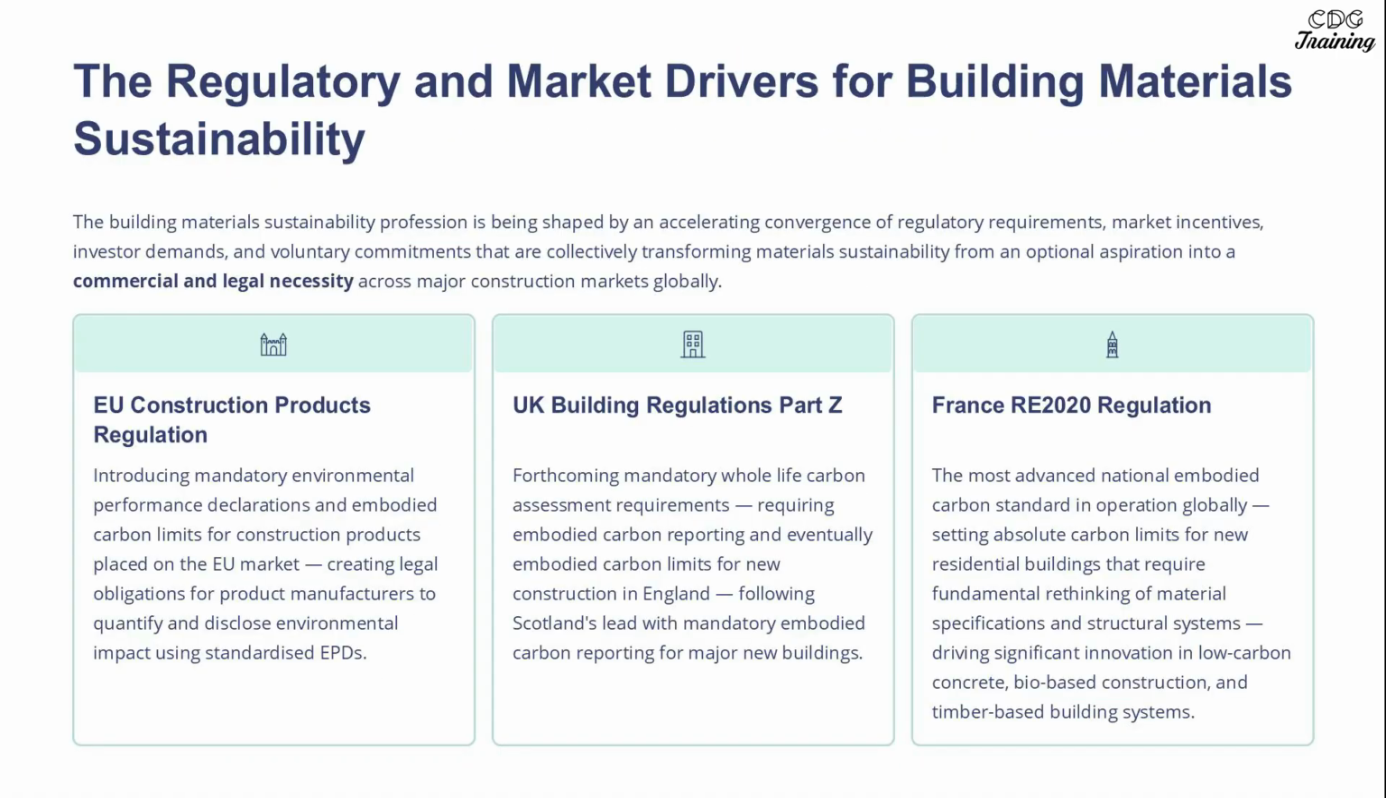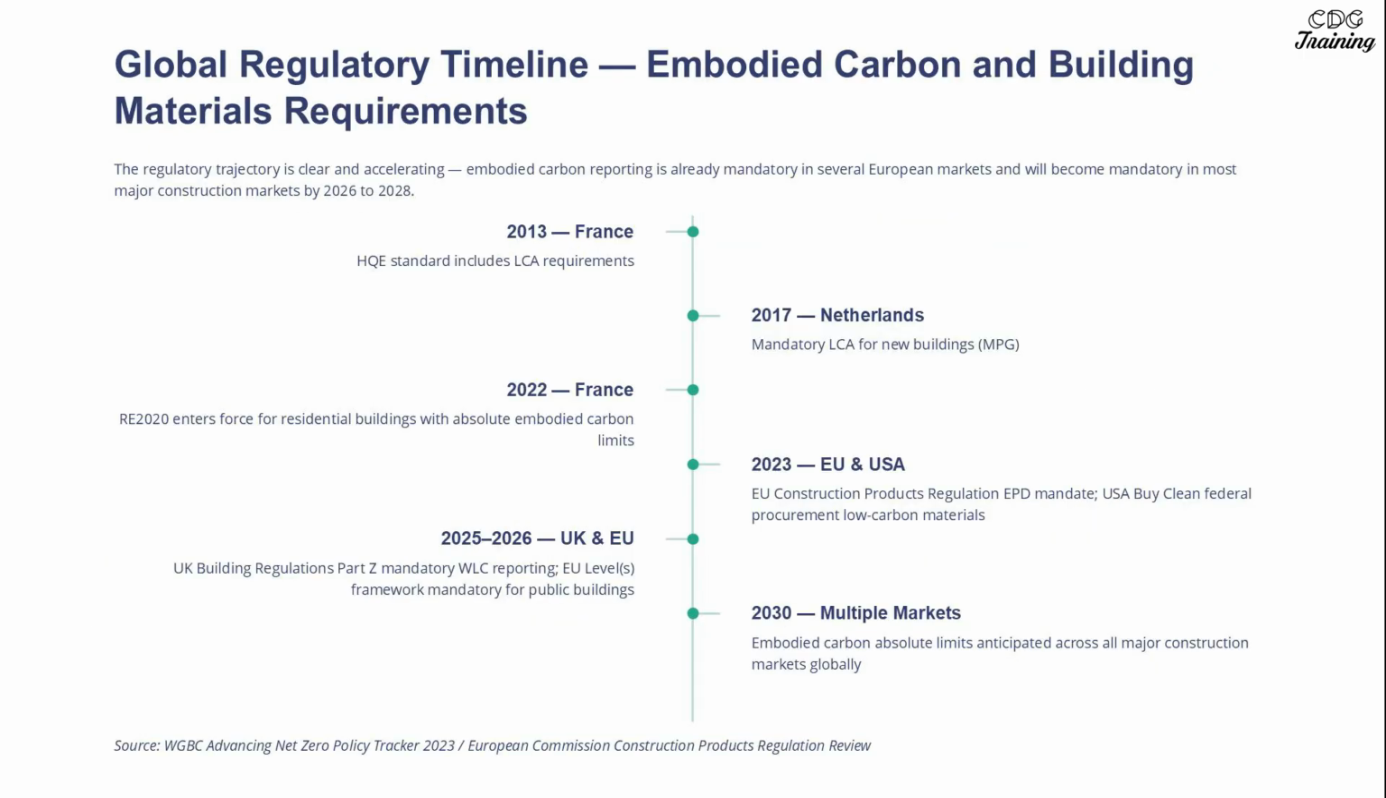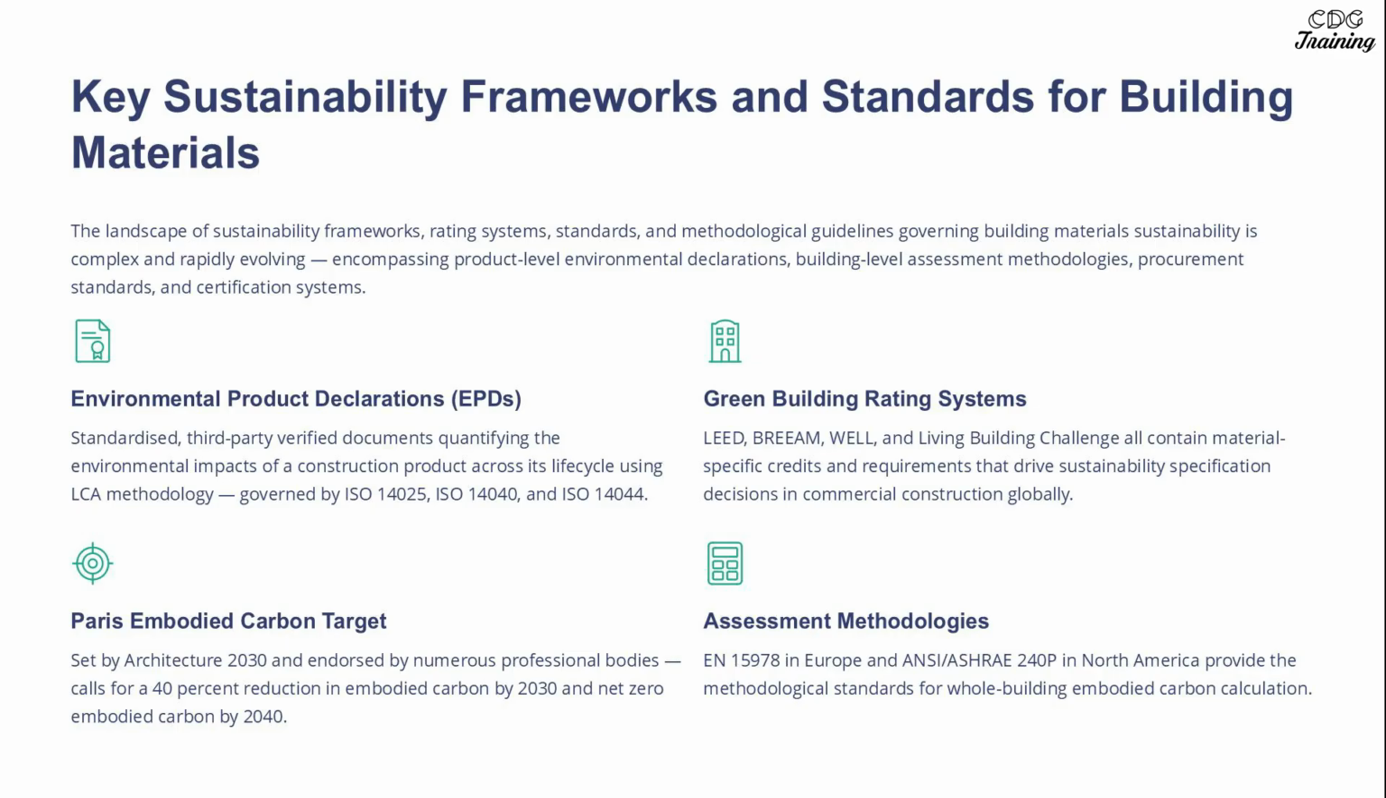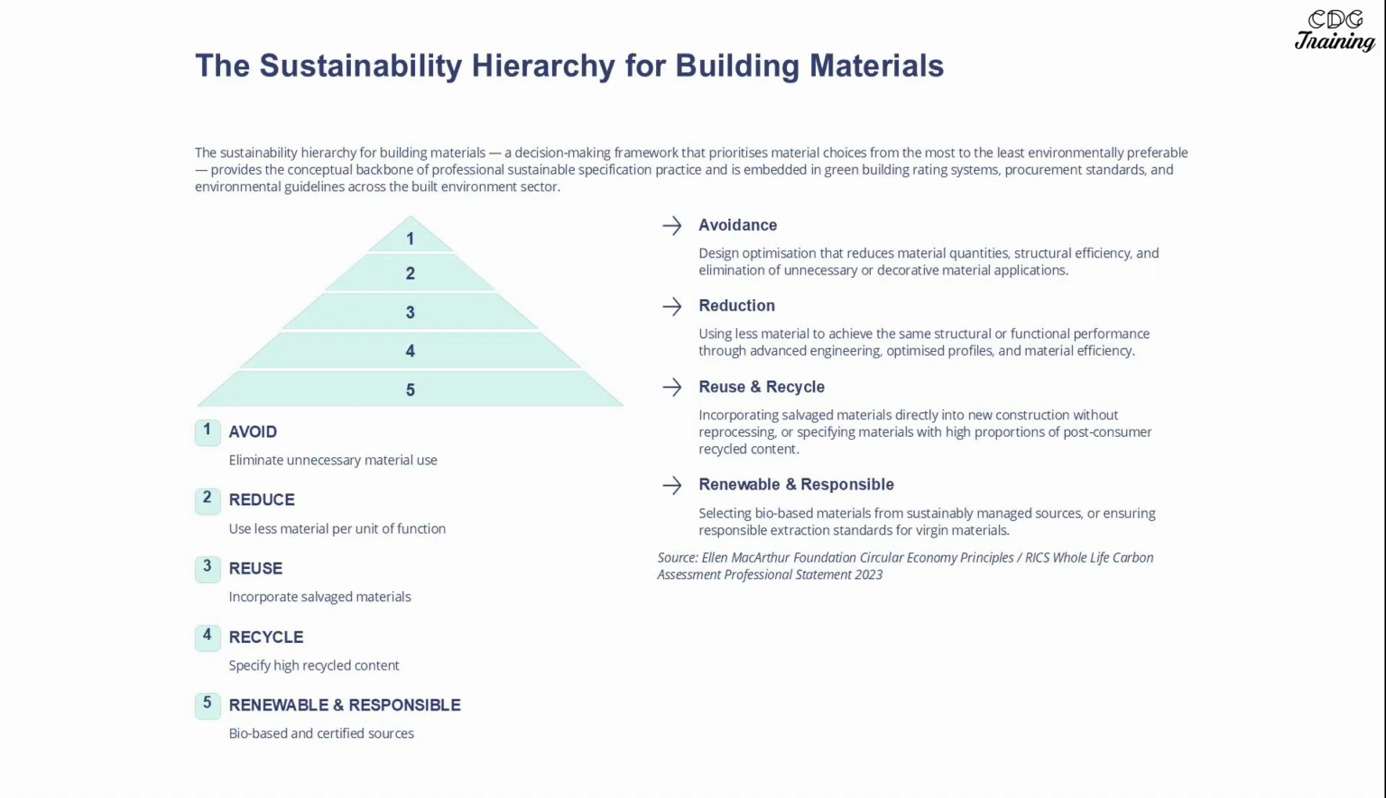Regulatory and market drivers are increasingly pushing for sustainable building materials, transforming sustainability from an option to a necessity in construction markets. A global regulatory timeline shows the increasing mandates for embodied carbon reporting, highlighting the growing importance of sustainability in construction. Key sustainability frameworks and standards guide the building materials industry, ensuring comprehensive and effective sustainability practices. The sustainability hierarchy prioritizes actions to minimize environmental impact, guiding decision-making in material selection and usage.